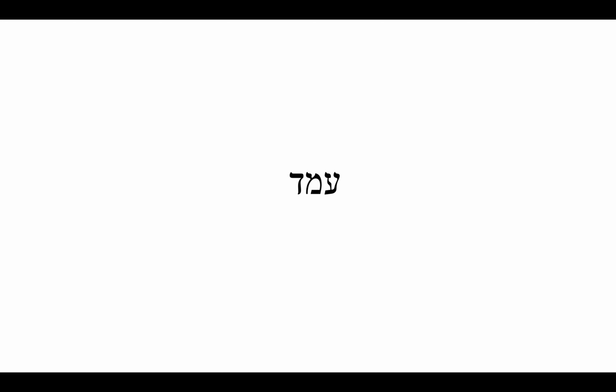Amad is stand, remain, or persist. Kara means call. So I can call somebody to do a task, but I can also call somebody a name. And often if I'm calling somebody a name, then that'll be followed by the preposition la, just so you're aware of that.